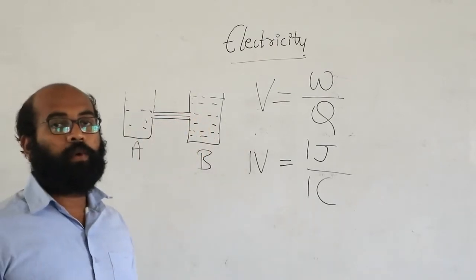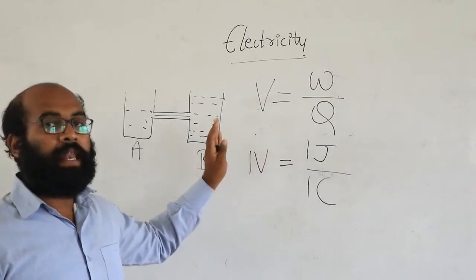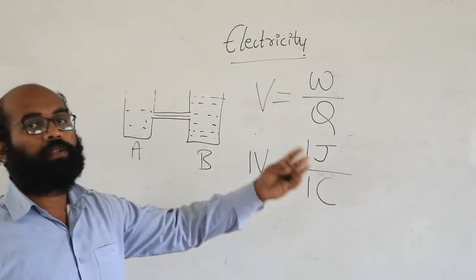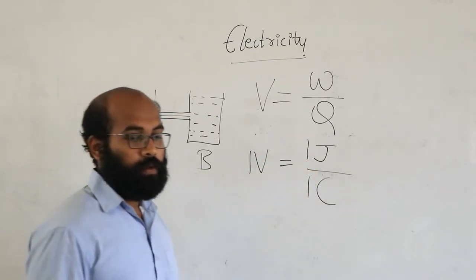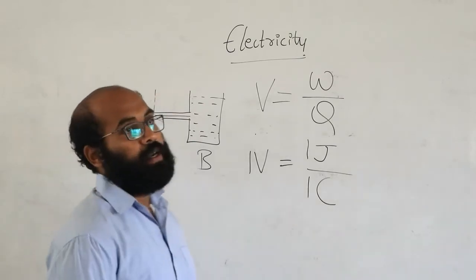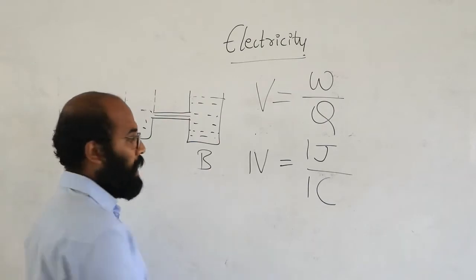So similarly, what happens here is, only if there is a potential difference, the electron or the proton or the charge carriers move from one place to another place. This potential difference in any electric circuit is usually provided by batteries.